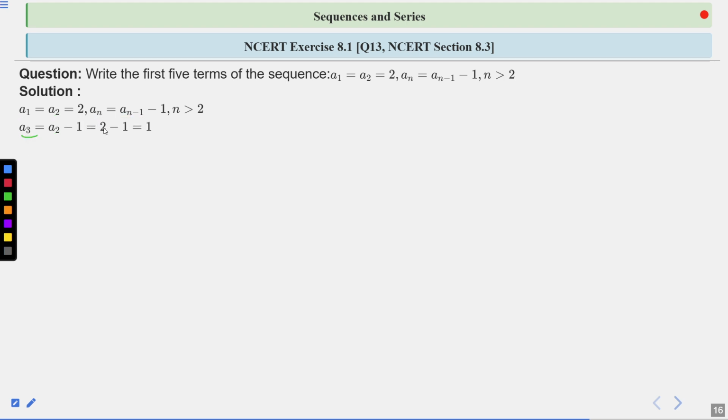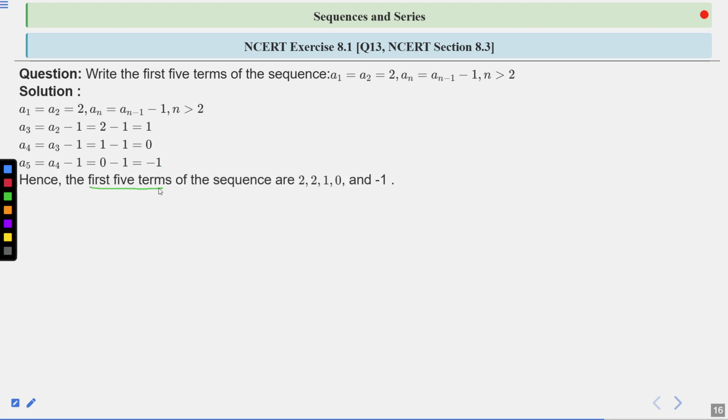So A3 is simply A3 minus 1, which is A2 minus 1. A2 is 2, so 2 minus 1 is 1. So the A3 term is just 1. The fourth position term is simply using the rule A3 minus 1. A3 is 1, so the fourth term is 1 minus 1, 0. So the fourth term is 0. Now the fifth term, A4 minus 1. A4 is 0, so 0 minus 1 means minus 1. So the fifth term is minus 1.